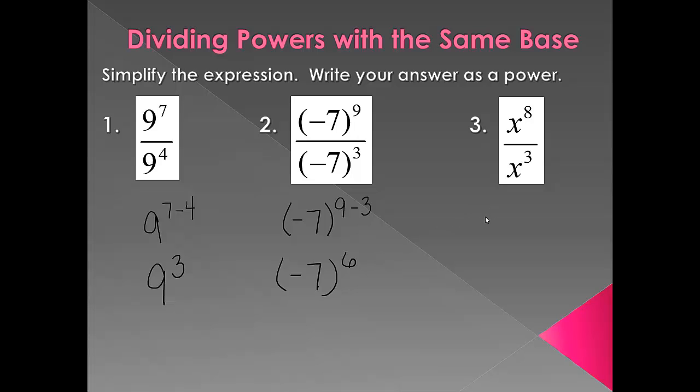And then for number 3, I have x to the 8th power divided by x to the 3rd power, or x cubed. My base is x. Since I'm dividing in this problem, I'm going to subtract my exponents, so 8 minus 3, and 8 minus 3 is 5. So I have x to the 5th power.